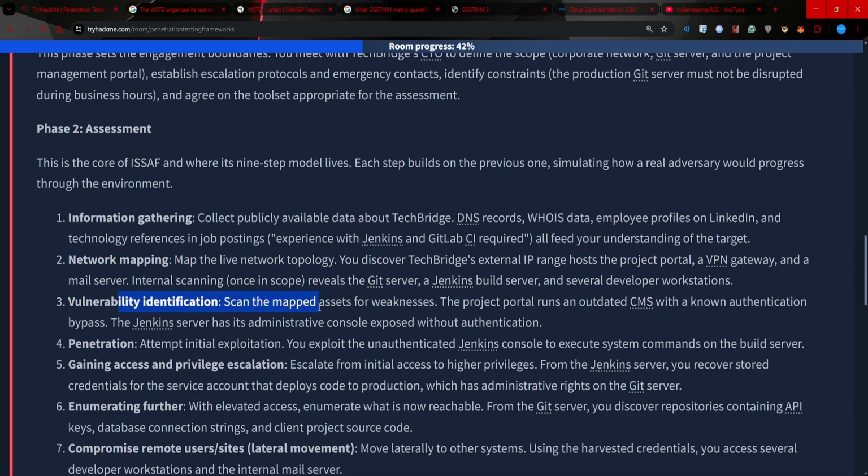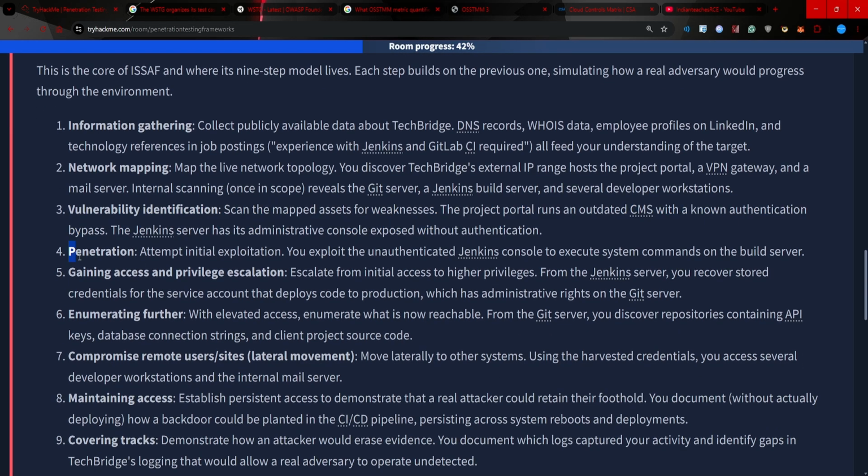Vulnerability identification. Scan the mapped addresses for weakness. The project portal runs on an outdated CMS with a known authentication bypass. The Jenkins server has its administrative console exposed without authentication. That is crazy, almost not possible. Penetration. Attempt initial exploitation. You exploit the unauthenticated Jenkins console to execute system commands on the build server.